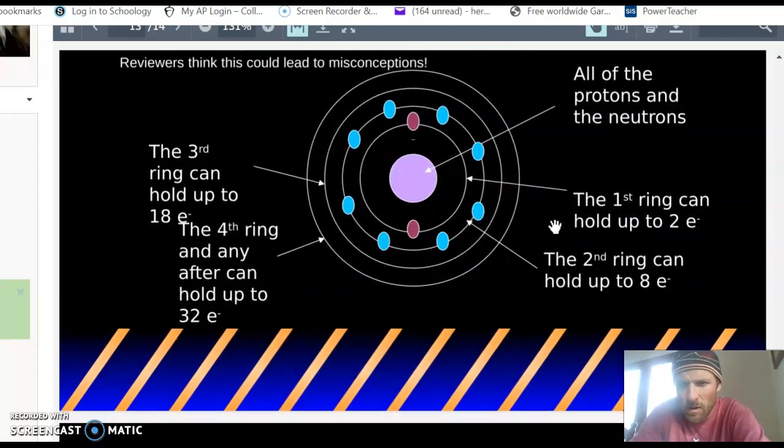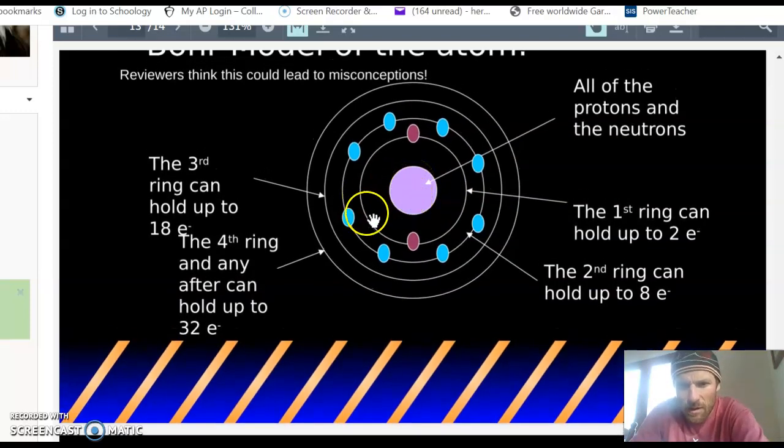Anyways, in the Bohr model we have the protons and the neutrons in the nucleus here. And in the first energy level we can hold up to 2 electrons. After that we move to higher energy levels. The next energy level can hold a total of 8, and each successive energy level beyond that can hold 8. We will not go too far out to D and F sublevels because our Bohr model begins to not really work that well at that point.